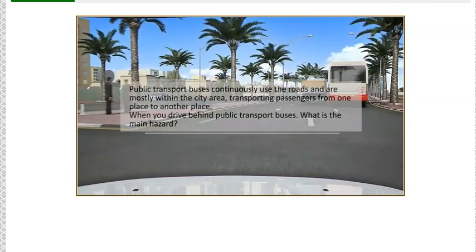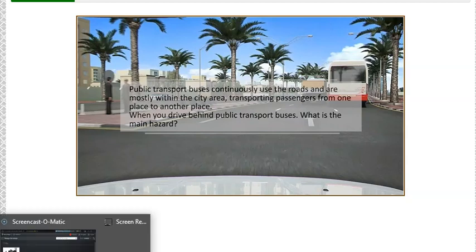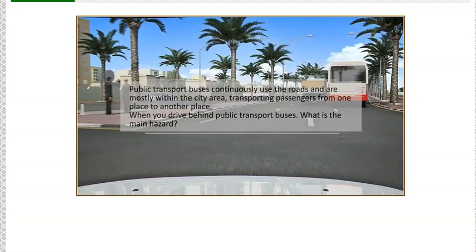Public transport buses continuously use the roads and are mostly within the city area, transporting passengers from one place to another place. When you drive behind public transport buses, what is the main hazard?